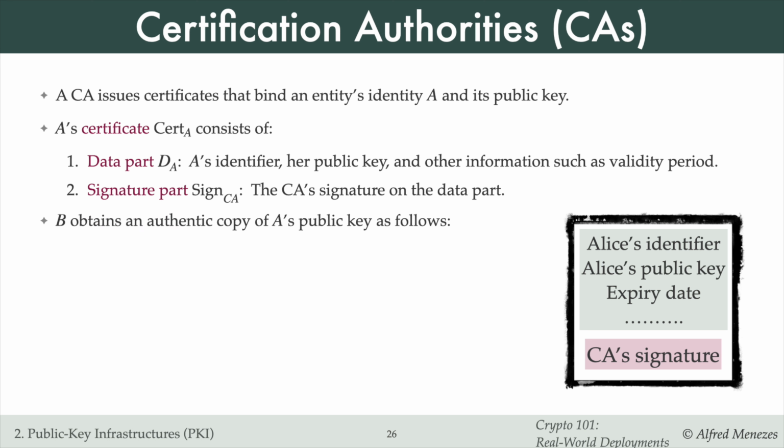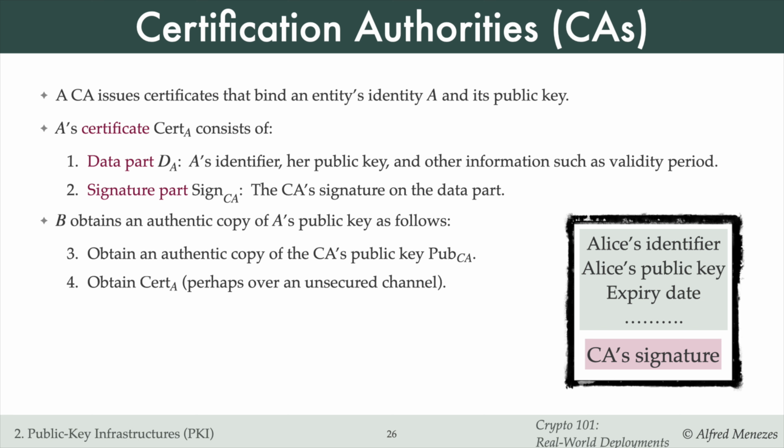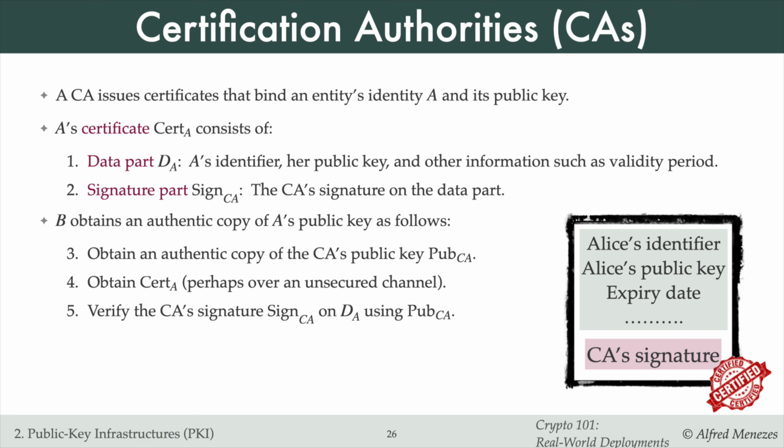After the certificate has been created, a user Bob can obtain an authentic copy of Alice's public key as follows. We assume that Bob has somehow been able to obtain an authentic copy of the CA's public verification key. Bob then obtains Alice's certificate, perhaps from an untrusted source. He verifies the authenticity of the CA signature using the CA's public verification key. If the signature verifies, then Bob is confident that he has an authentic copy of Alice's public key.